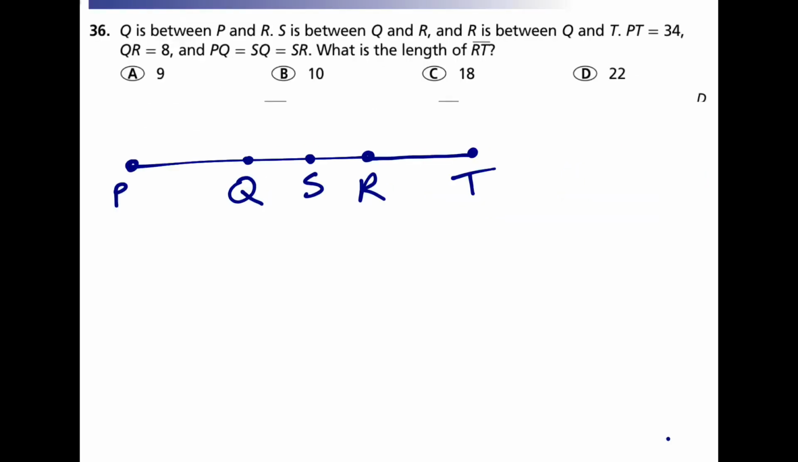36 requires a bit of setup. If you follow all the orders of what goes between what, you get a segment like so. We know that the entire distance, PT, is equal to 34. They tell us that QR is equal to 8. And we know that PQ is equal to SQ, which is equal to SR. So PQ, SQ, and SR are all the same. And if QS and SR are the same, then S is the midpoint of QR, which means these are both 4.